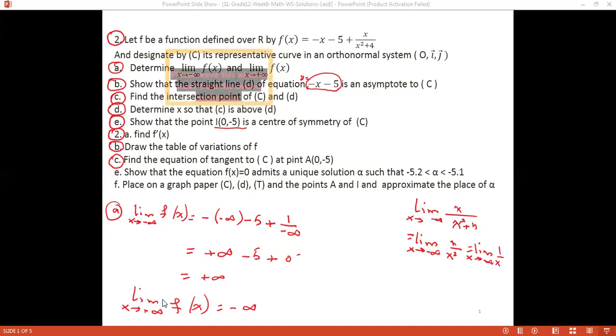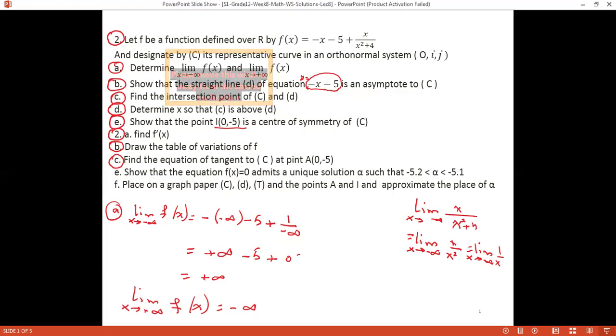After that, we're going to prove that the line y equals minus x minus 5 is an asymptote to C. How do we prove an oblique asymptote? First of all, we're going to find f of x minus y. After finding f of x minus y, we need to do the limit when x tends to plus infinity or minus infinity. We should get 0.